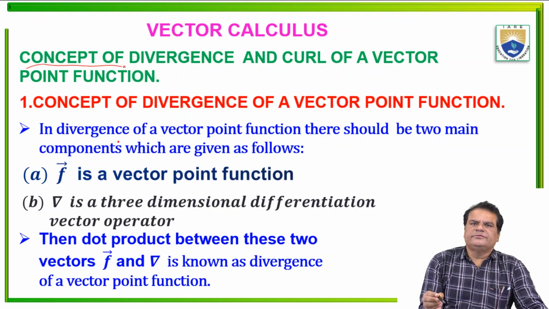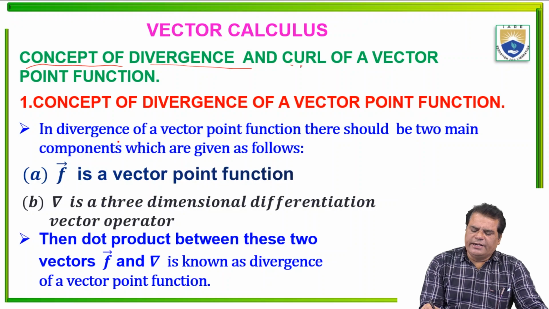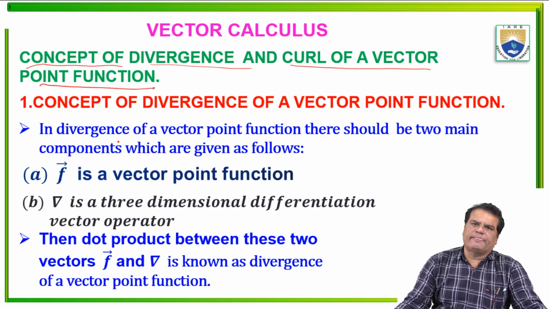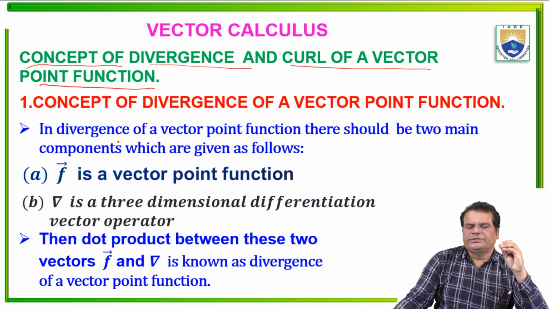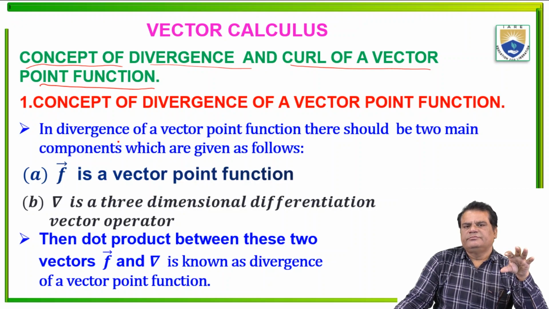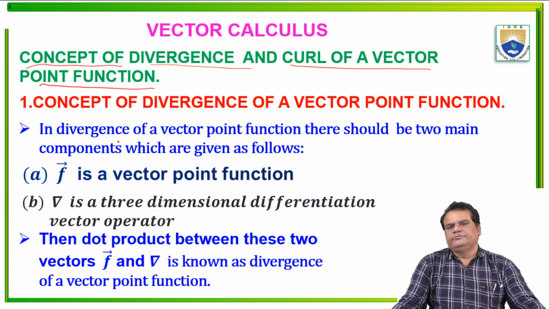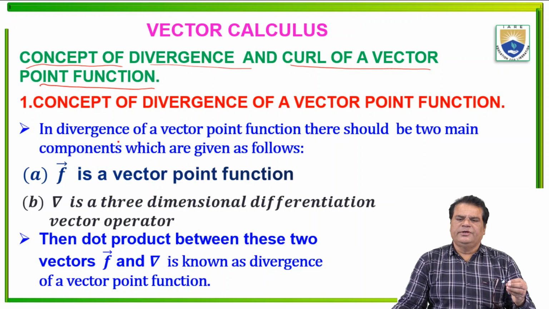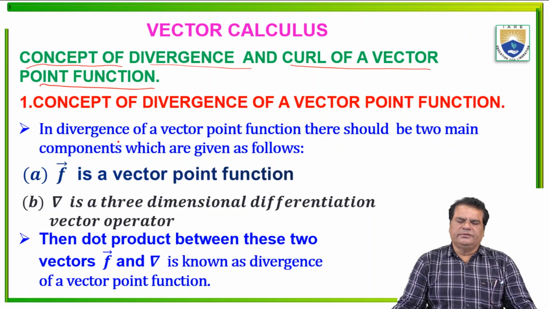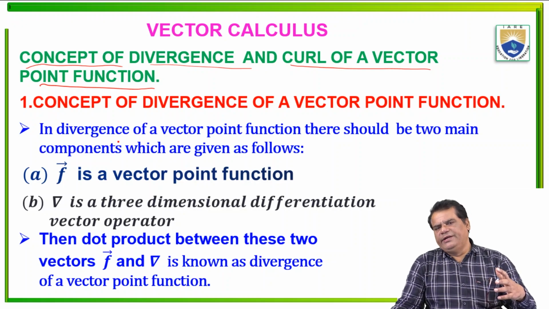What is the concept of divergence and curl of a vector point function? Vector point function means there is any position in a coordinate system, and that position is represented in vector form. If the position of any point in a 3-dimensional coordinate system is represented by a vector, then that is known as a vector point function. This is a vector quantity. So now one by one we discuss here.